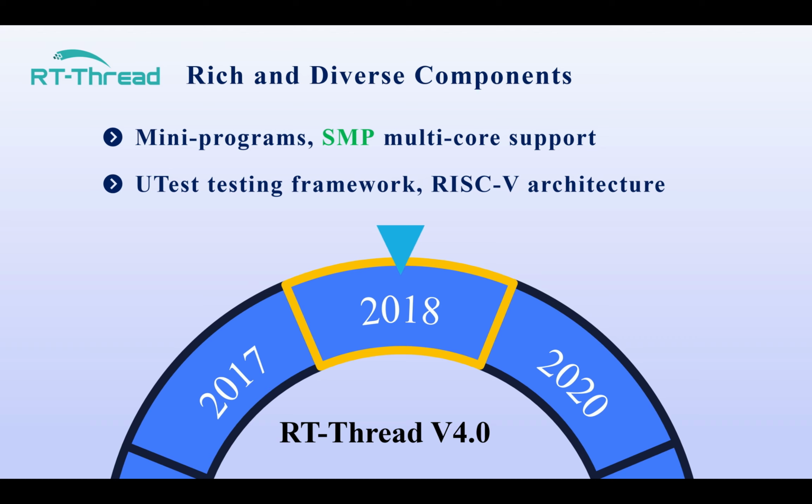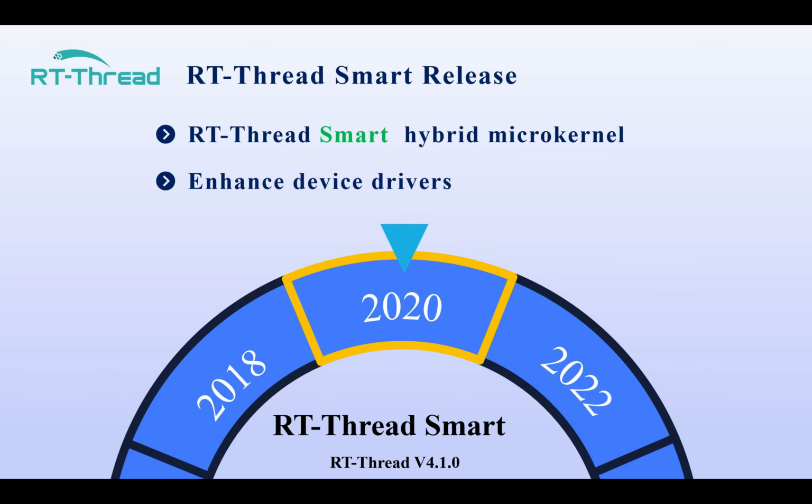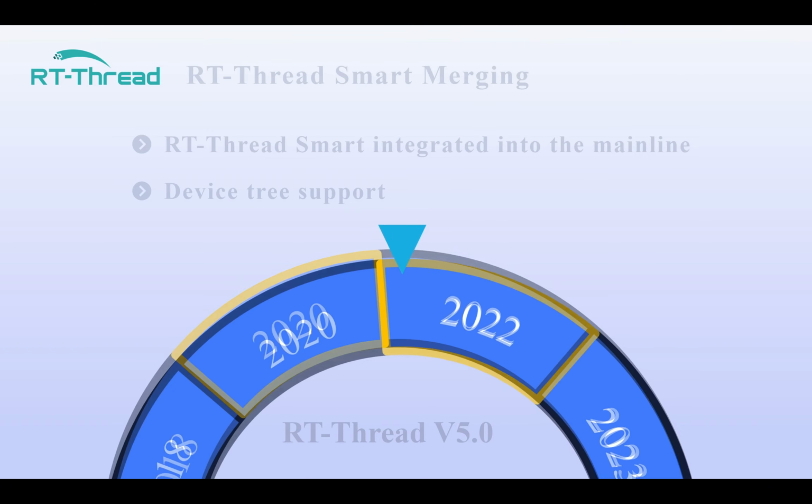In 2018, they supported the RISC-V architecture. In 2020, RT-Thread released the RT-Thread Nano version. At the same time, they also released the 4.10 version. Smart is a hybrid microkernel version that has both user state and kernel state isolation. At the same time, RT-Thread's 4.10 supports more complete devices, including drivers for sensors, serial ports, VR, etc.